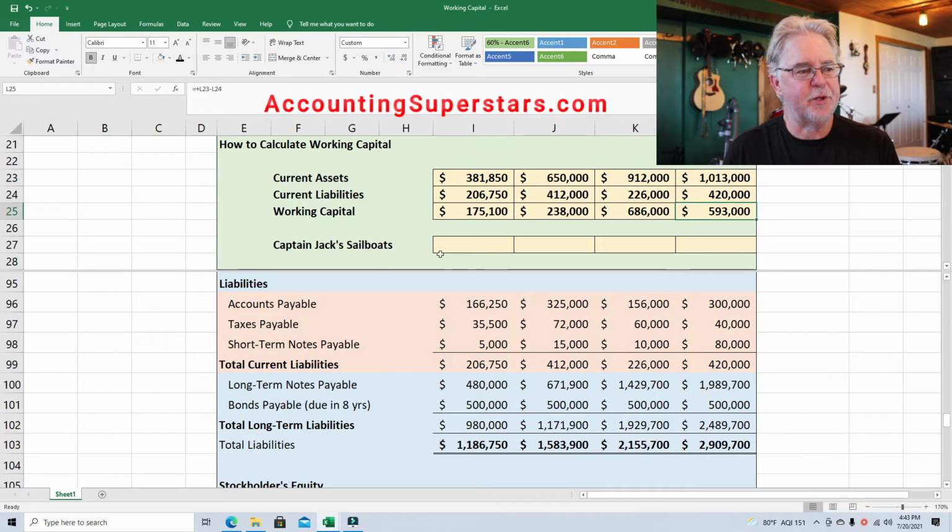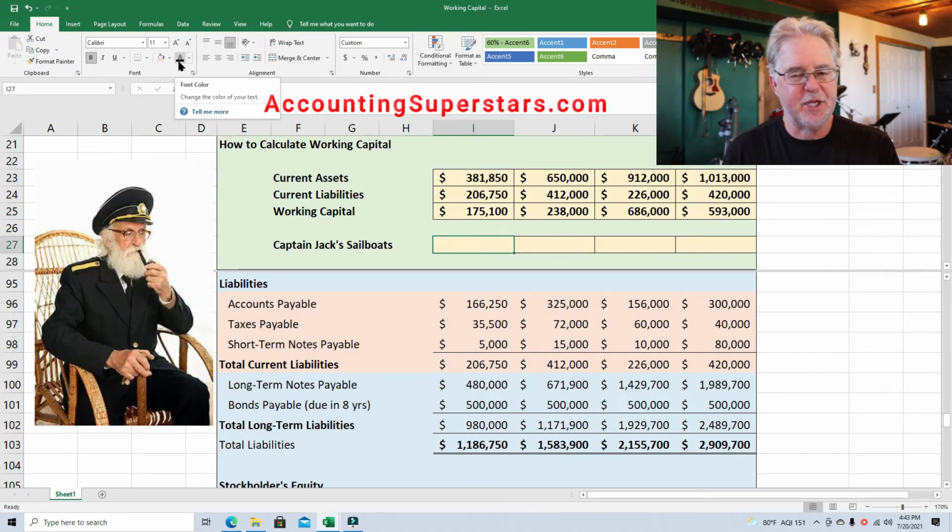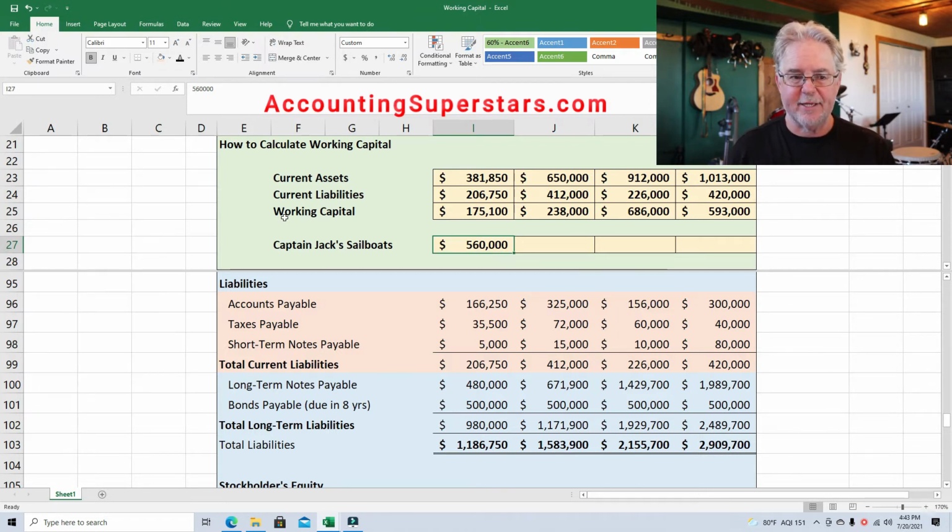Now the Sunset Sailboat Company has a competitor called Captain Jack Sailboats. All right, so let's see what's going on with his working capital. And the reason why I'm bringing up Captain Jack is because it's a really good idea to compare against close competitors. They have to be very close competitors. But even still, close competitors are totally different businesses. And you got to be careful when you're comparing ratios and other things against other companies. Kind of get yourself in trouble.